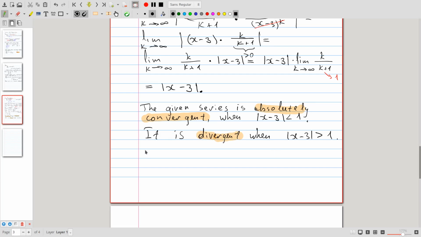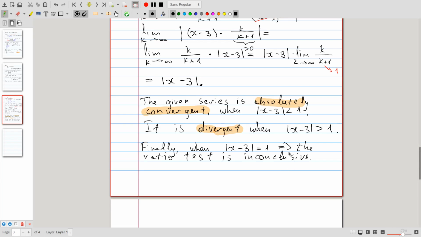Finally, when the absolute value of x minus 3 is precisely 1, as you know, the ratio test is inconclusive. So, what shall we do? Well, the answer to this is easy. We must consider this case separately.